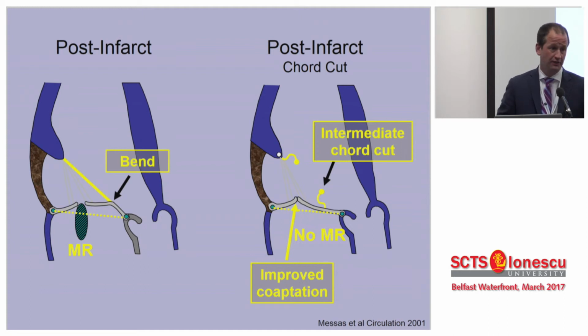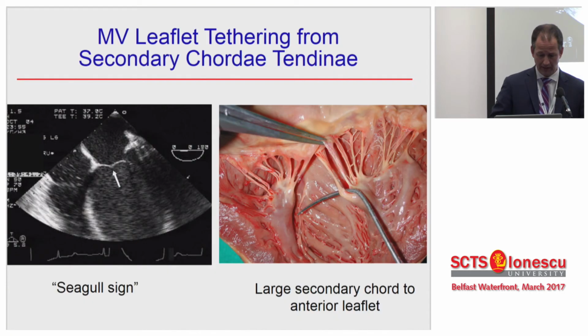Another way to try to address this is simply cutting the secondary cords, which are often leading to excess tension on the leaflet. This, as I said, is that normal seagull sign. Here's a picture of a cadaver heart with a large secondary strut cord. You'll oftentimes see where the secondary cord exactly inserts on the leaflet and where all that tension is occurring. You'll see it as a dimple on the valve when you examine it.